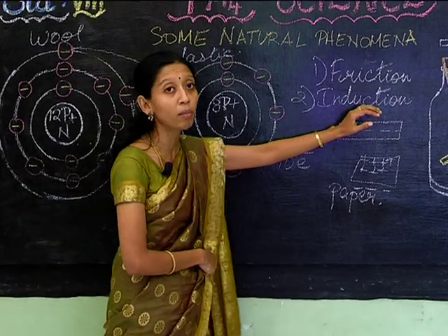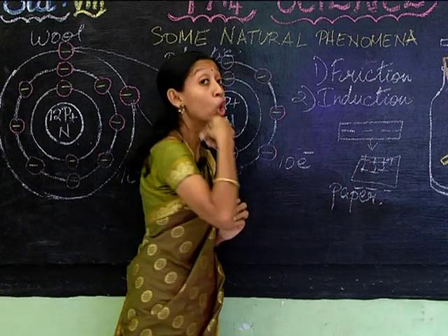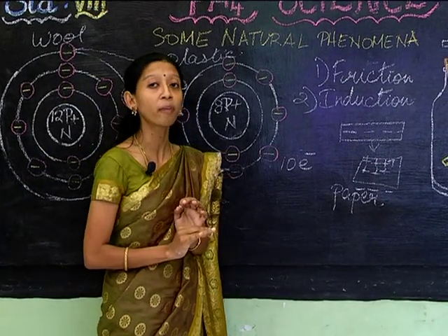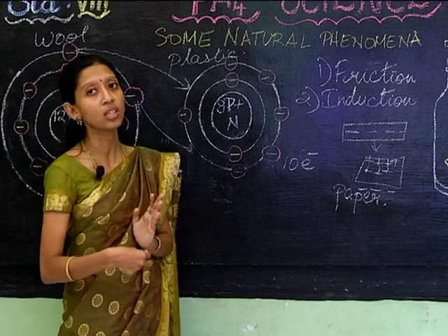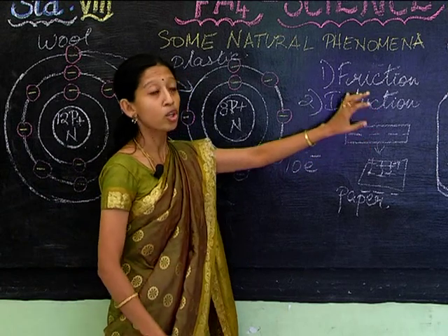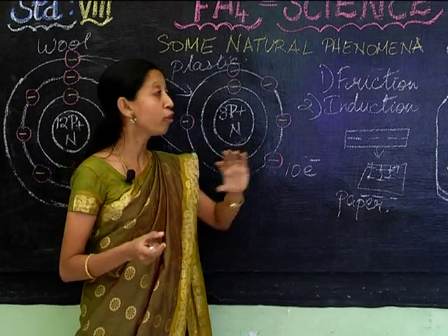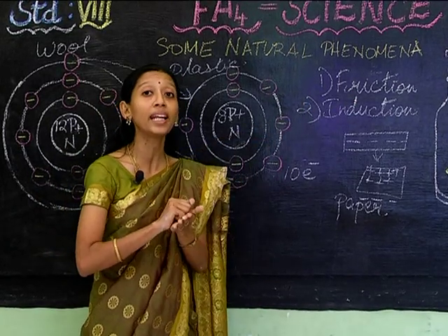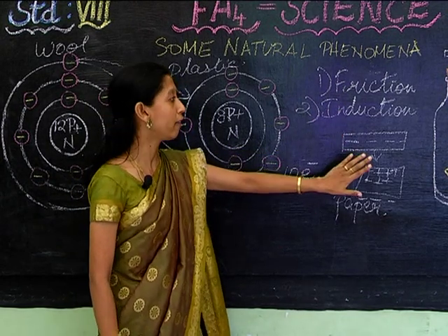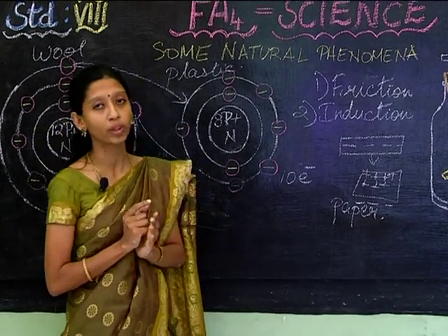So in charging by induction, when I bring the negatively charged scale closer, I needn't touch the object, I just bring it closer to the piece of paper. You find that opposite charge is induced in the other object. This is called charging by induction. So in both friction and induction, opposite charges are induced. But in friction the objects should be in direct contact with each other, whereas in induction it is enough if we bring the object closer to the other object. We needn't have direct contact.